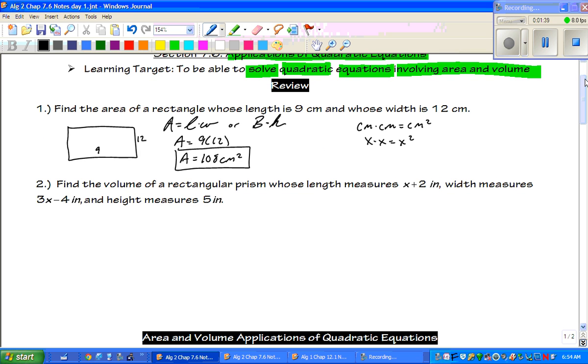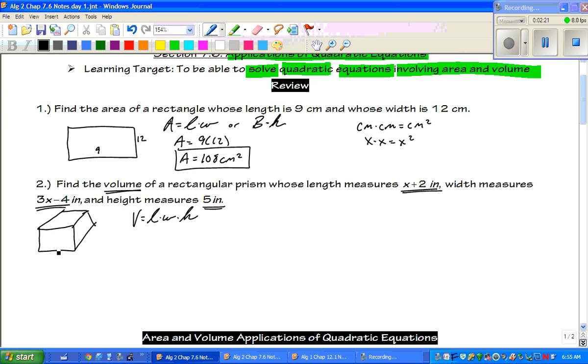Number 2, find the volume of a rectangular prism whose length measures x plus 2, the width is 3x minus 4, and the height is 5 inches. So when we're talking about volume, it's a three-dimensional shape. So volume equals length times width times height.